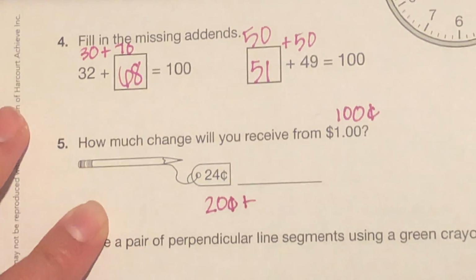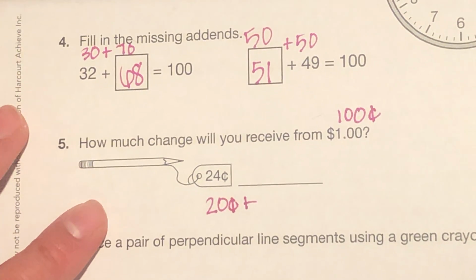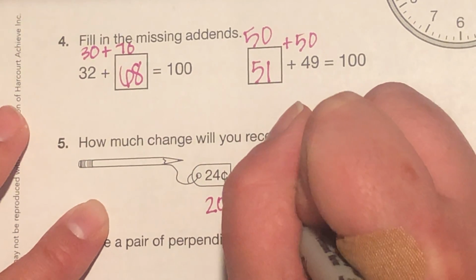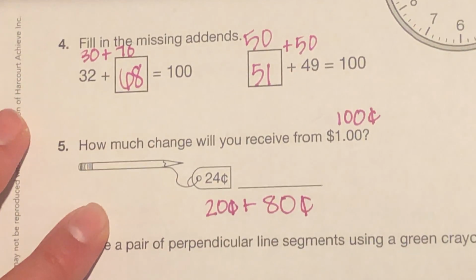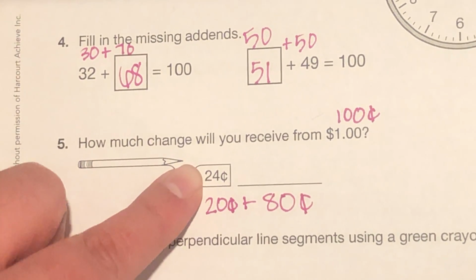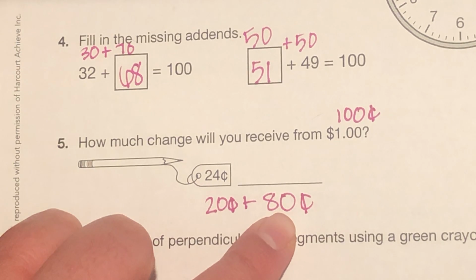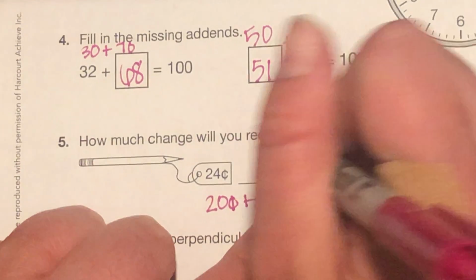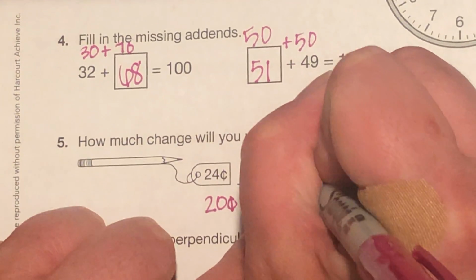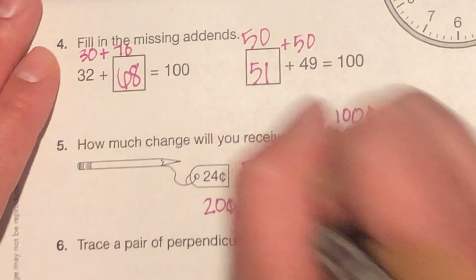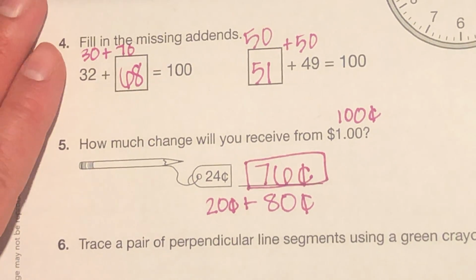And what do I need to add to 20 to make 100? I need to add 80. I added 4 to make 24, so I need to take 4 away from 80. So what is 4 less than 80? That would be 76 cents. Your change would be, I'm just going to box it so you can see it, 76 cents.